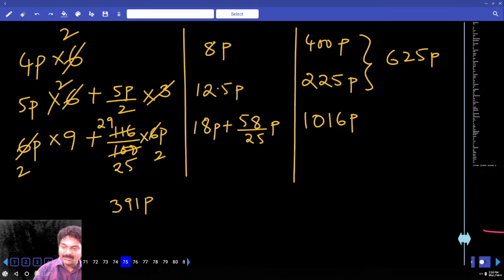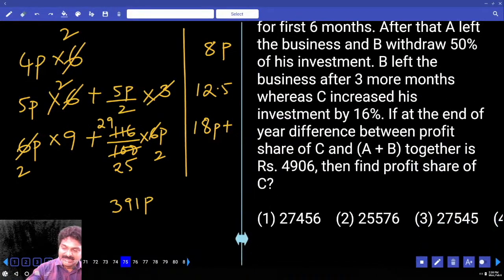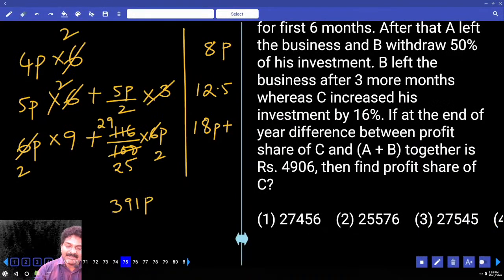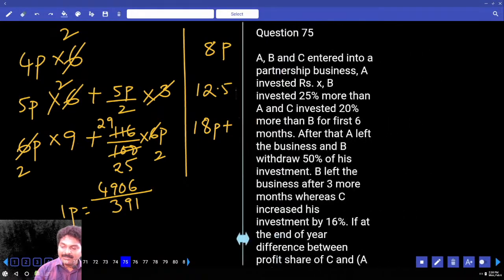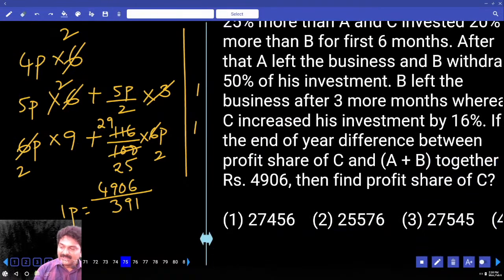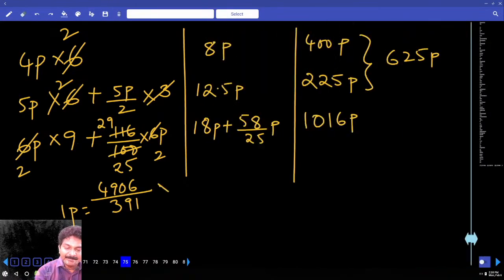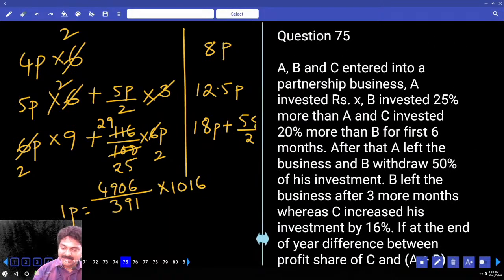Which is equal to 4906. So now 1 part value is equal to 4906 divided by 391. Is that okay? Now we were asked to calculate the share of C. C is getting 1016. Exact answer is there, right?